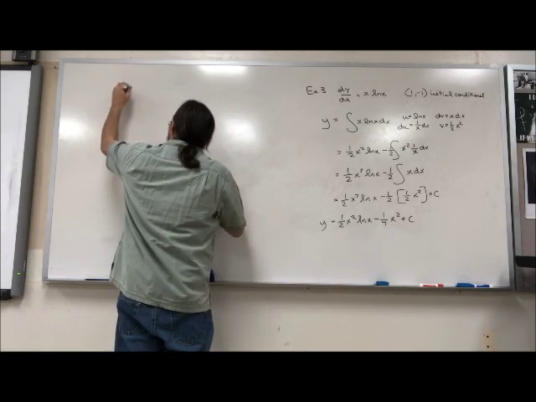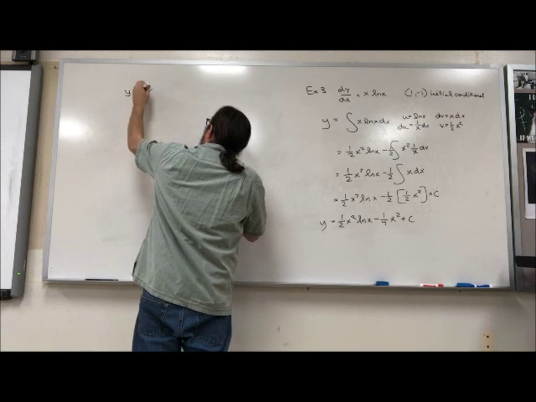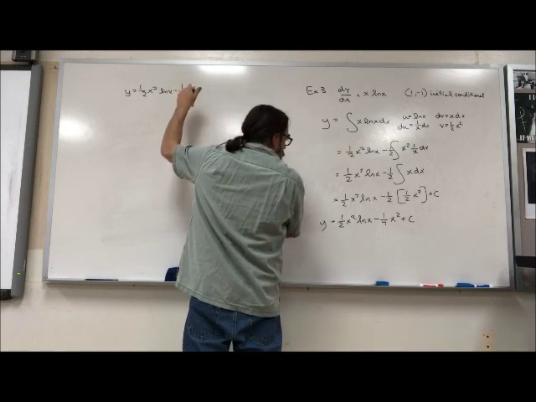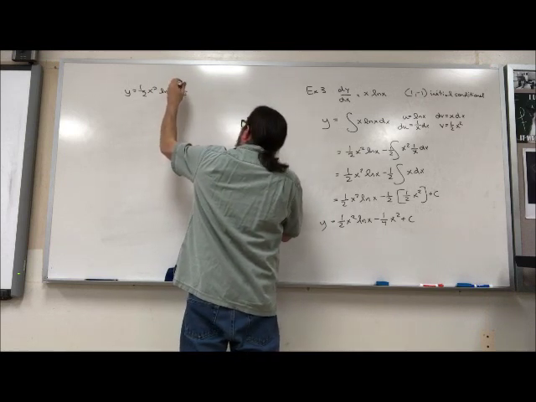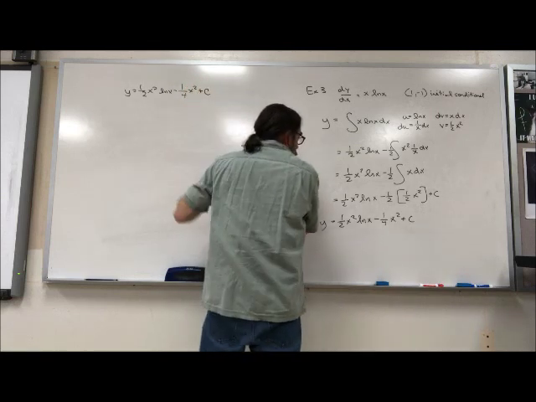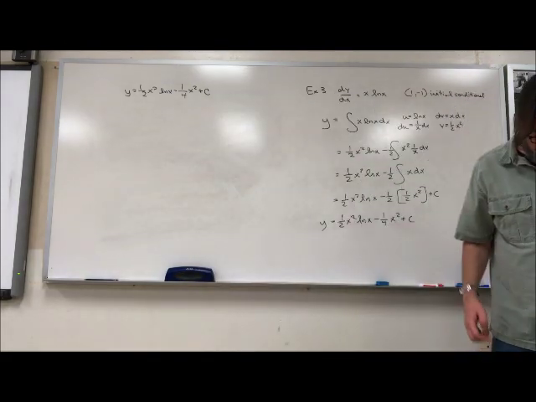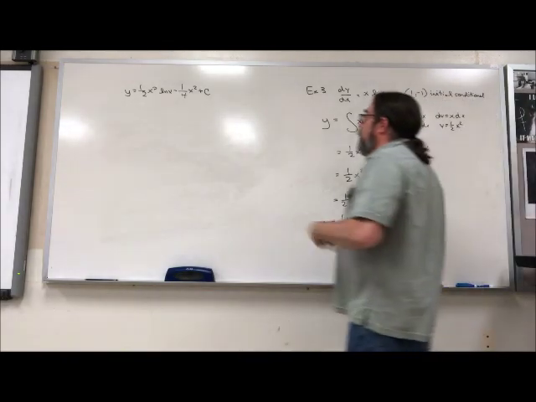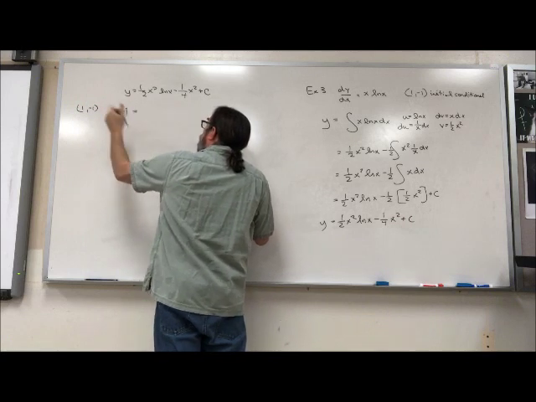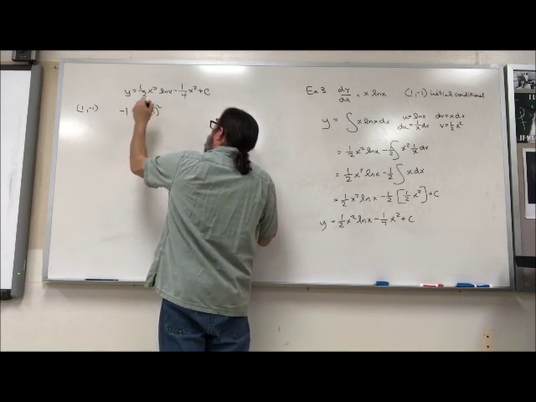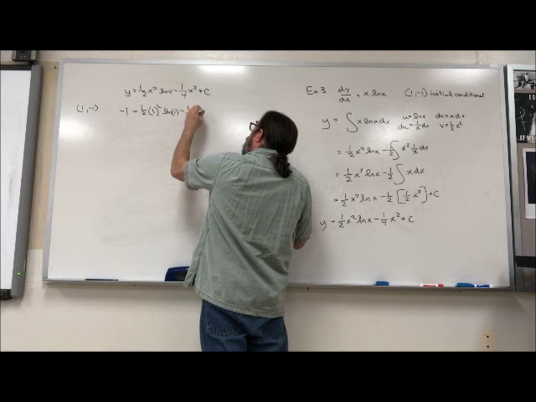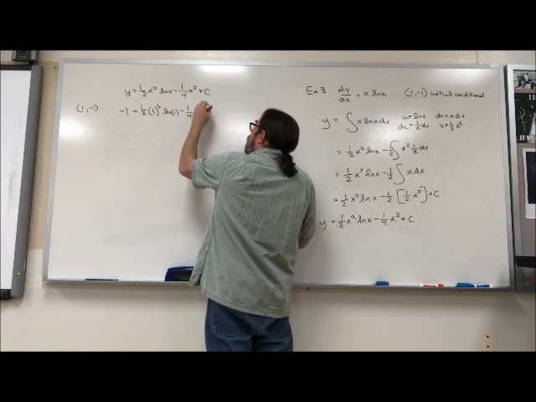So once again, my y is equal to 1/2 x squared ln x minus 1/4 x squared plus c. Now, because of the initial condition of 1, -1, that would mean that -1 equals 1/2 times 1 squared ln 1 minus 1/4 times 1 squared plus c.